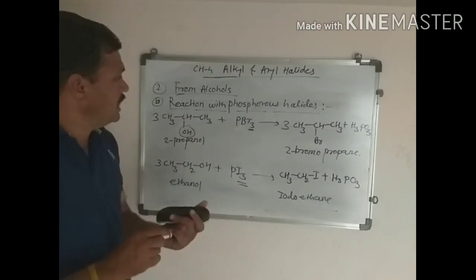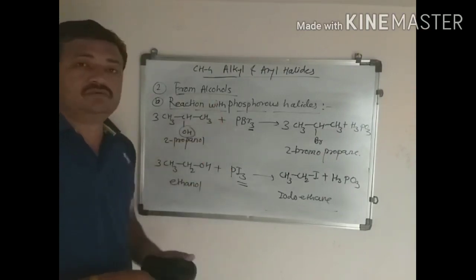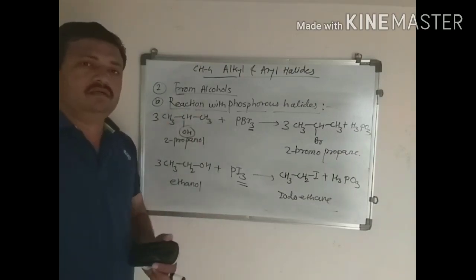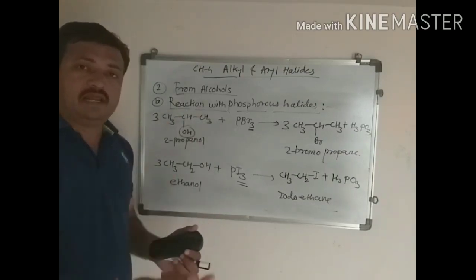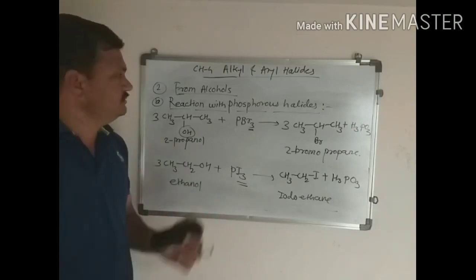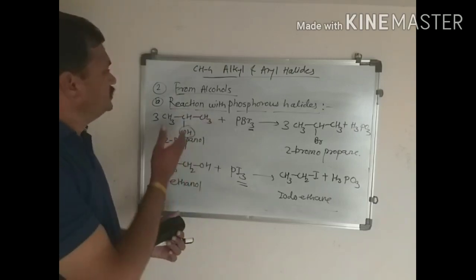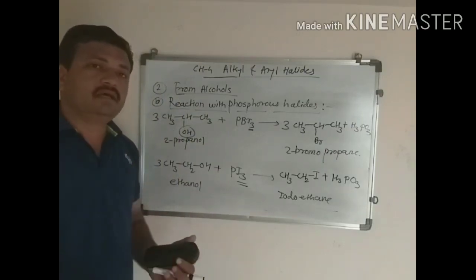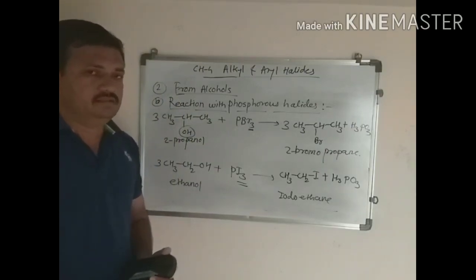Preparation of alkyl halides from alcohols. There are 2 methods of preparation of alkyl halides from alcohols. In the first method, alcohols react with hydrogen halides and get converted into alkyl halides. And in the second method, alcohols react with phosphorus halides and they get converted into alkyl halides. Okay.